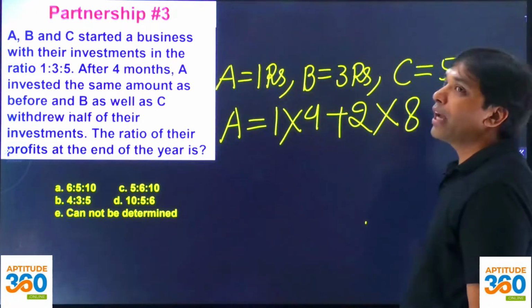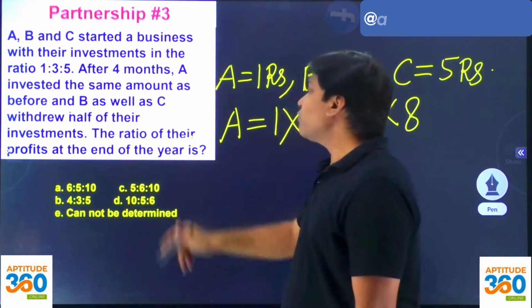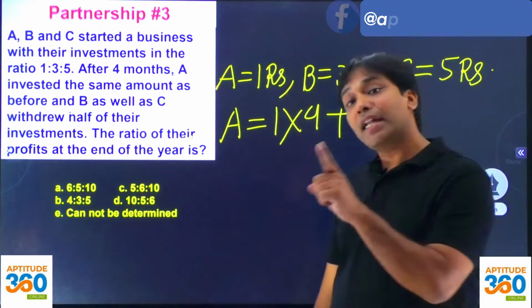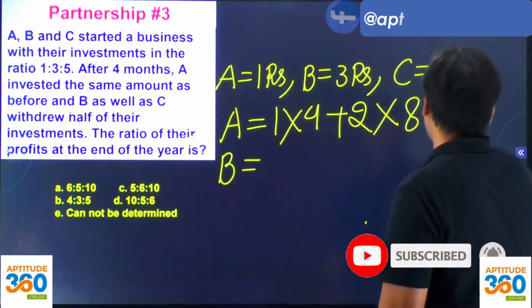And for 8 months, for the further 8 months, because they are asking you to find out the ratio of their profits at the end of the year. So what is going to be for B? What is going to be the value for B?